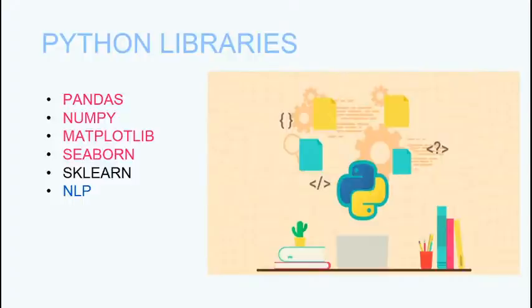Then sklearn. About sklearn I already told you: for train and test splitting, or if you need to do some other process like pre-processing or label encoding, then you can use sklearn. Then NLP, natural language processing.